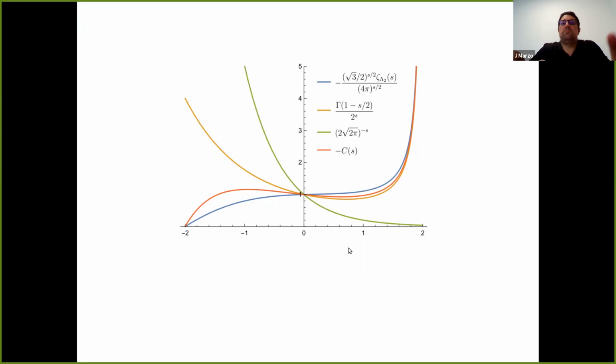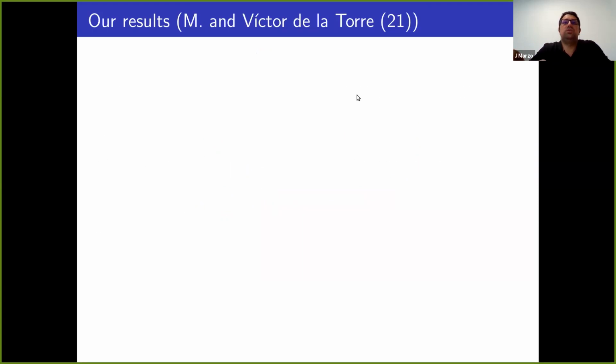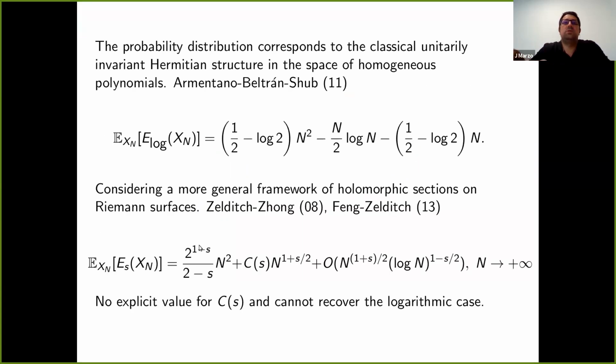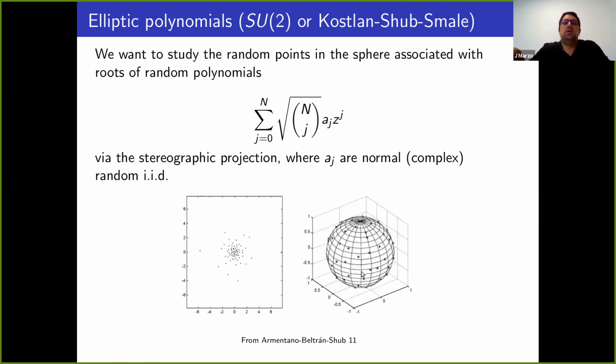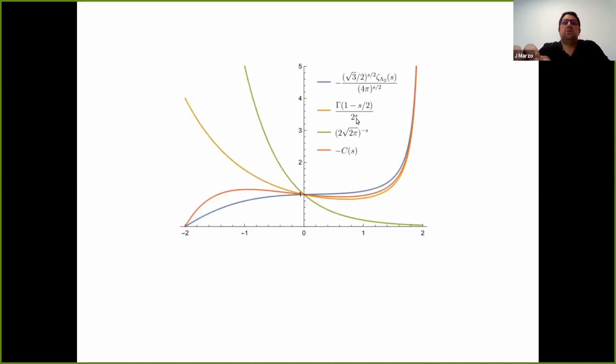Just for comparison, let's compare these different values for the energy. I mentioned these upper bounds. You have the first one, and this other by Alishahi and Zamani, and you have these pictures here. So this is the first, Alishahi and Zamani. This is the conjecture, and this is our constant.